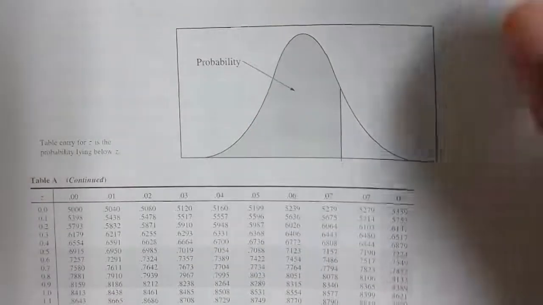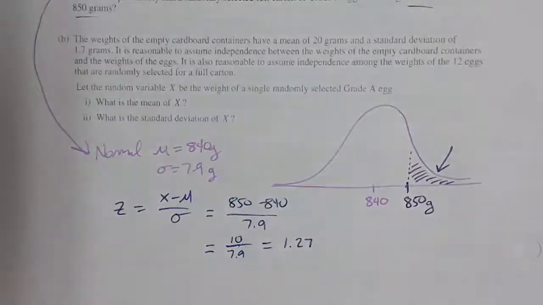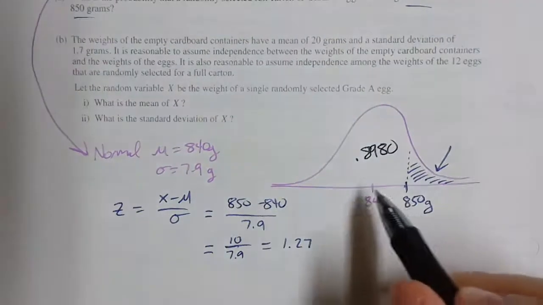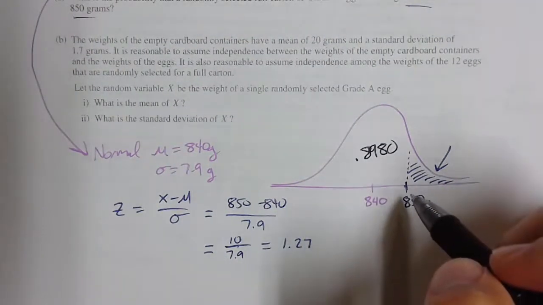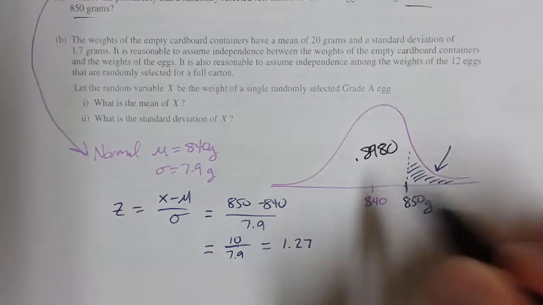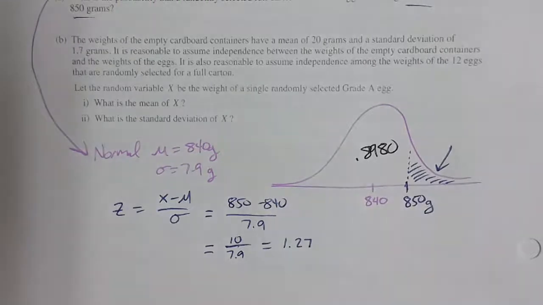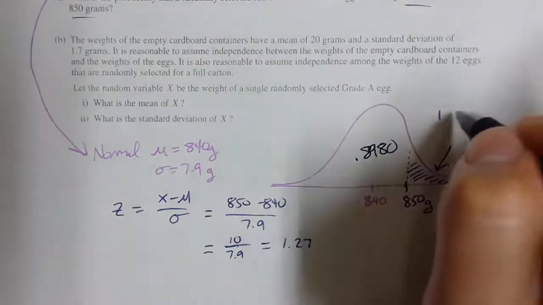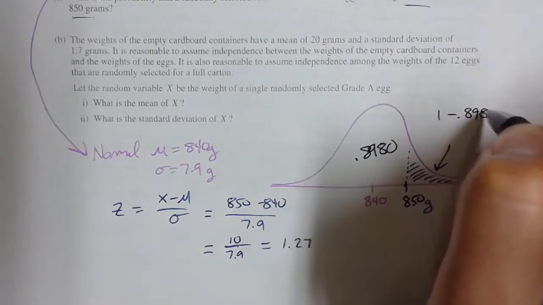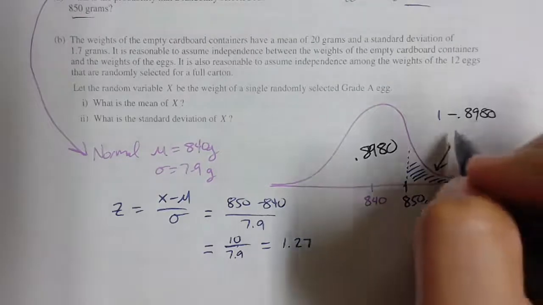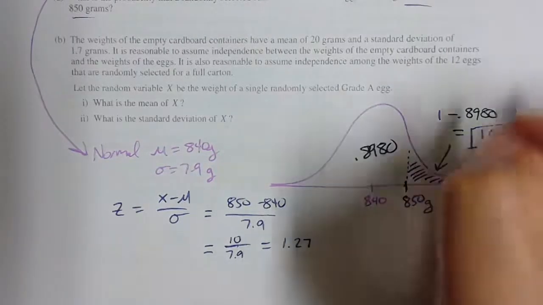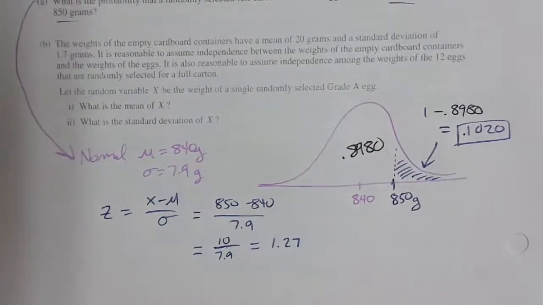So while the 0.8980 is going to be useful, it's not the answer to the question. The 0.8980 is everything that I don't want, actually. It's the probability that the full carton of eggs would be under 850 grams. So this answer here is 1 minus 0.8980, or 0.1020. So a little over 10%.